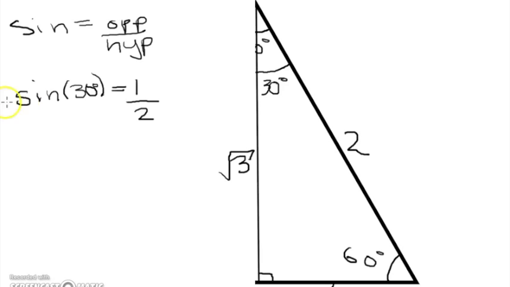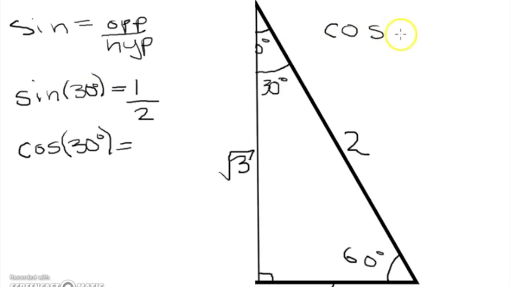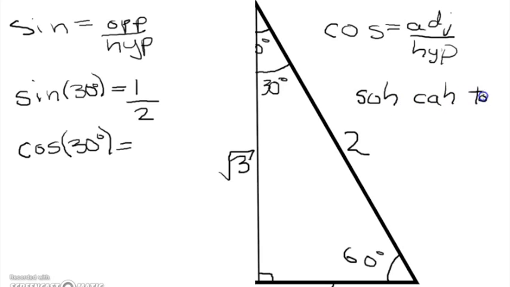Now let's find the cosine of 30 degrees. Now recall that the cosine is equal to adjacent over hypotenuse. We can recall all of these rules from SOHCAHTOA. Sine is equal to opposite over hypotenuse. Cosine is equal to adjacent over hypotenuse.